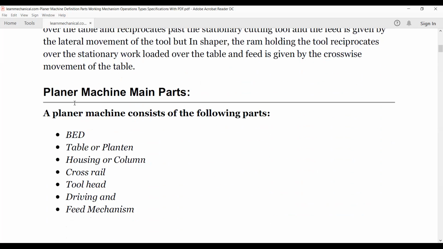Next is the planer machine main parts. These are the main parts of the planer machine. It consists of a bed, table or platen, housing or column, cross rail, tool head, and driving and feed mechanism. Now we are going to discuss these parts in detail using an animation.